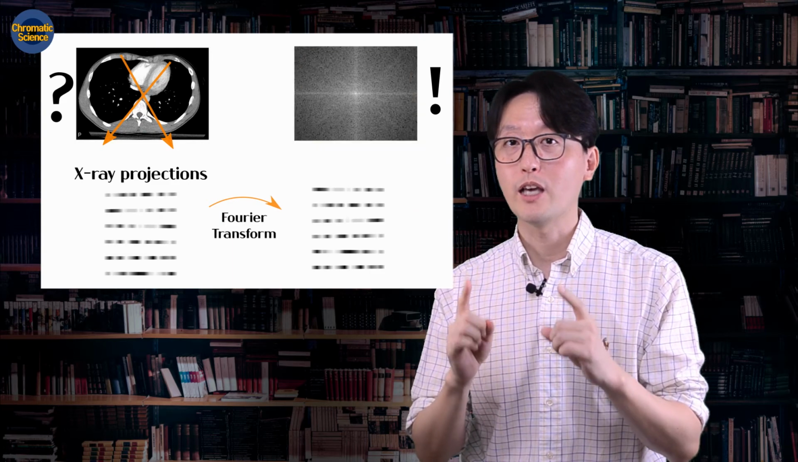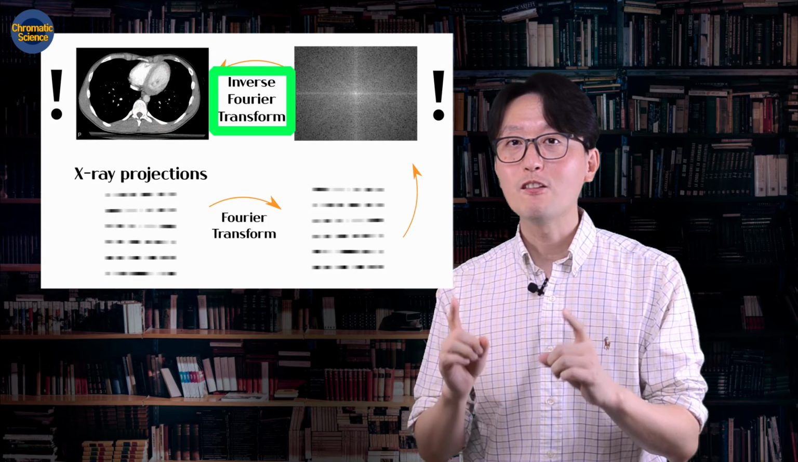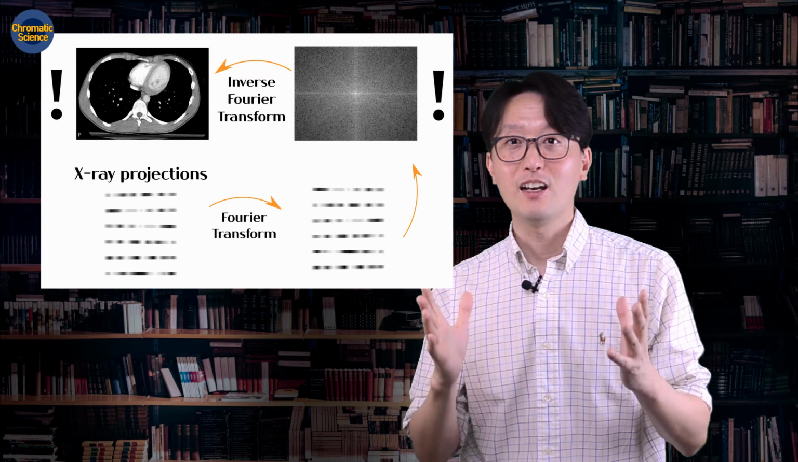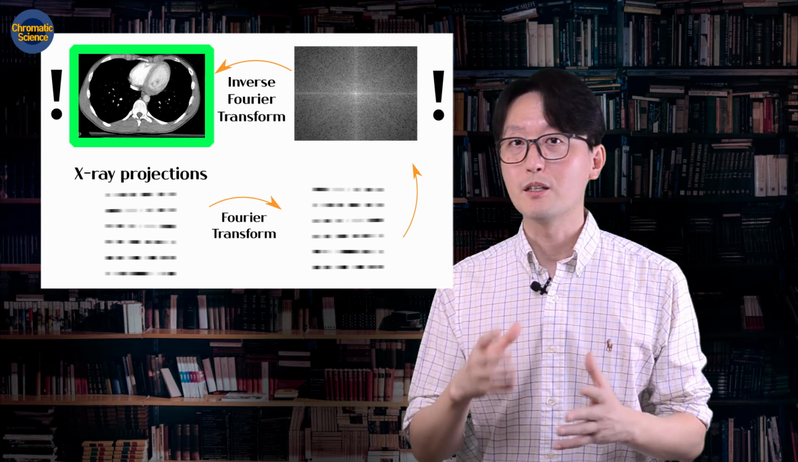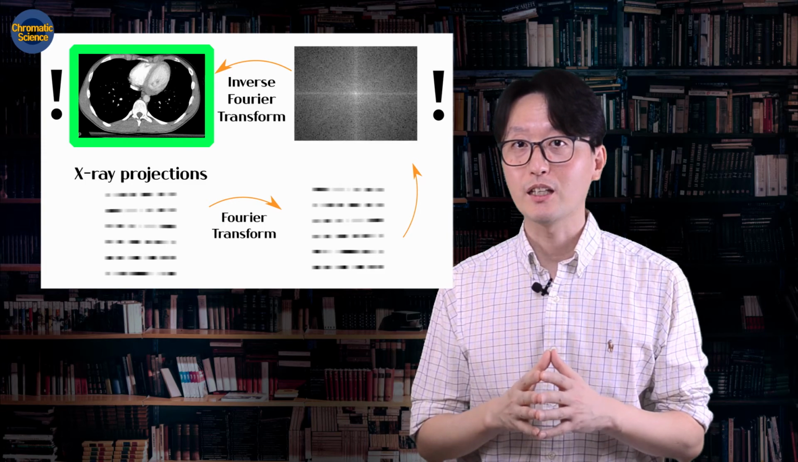So in order to get the cross-section image, we have to apply the inverse of the Fourier Transform on this. Then we have the result. For those who are interested in the mathematical proof for this, I put the link down there.